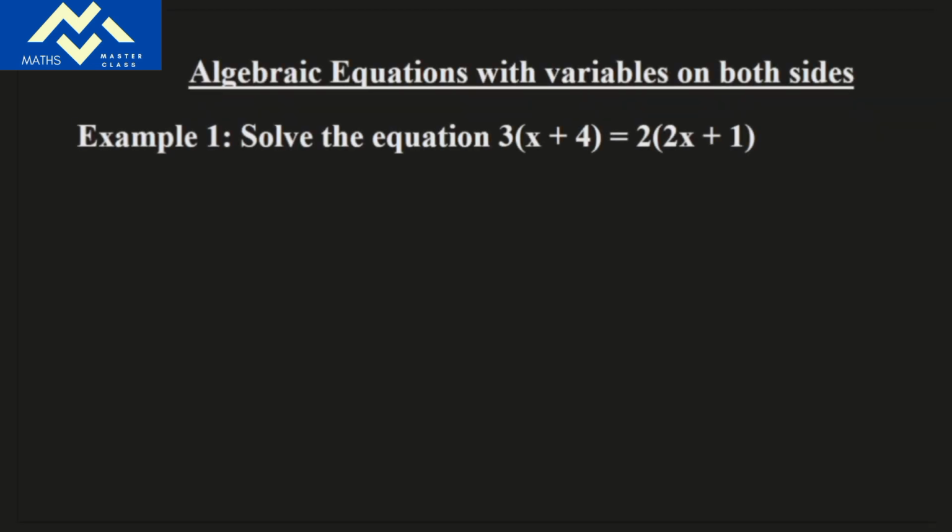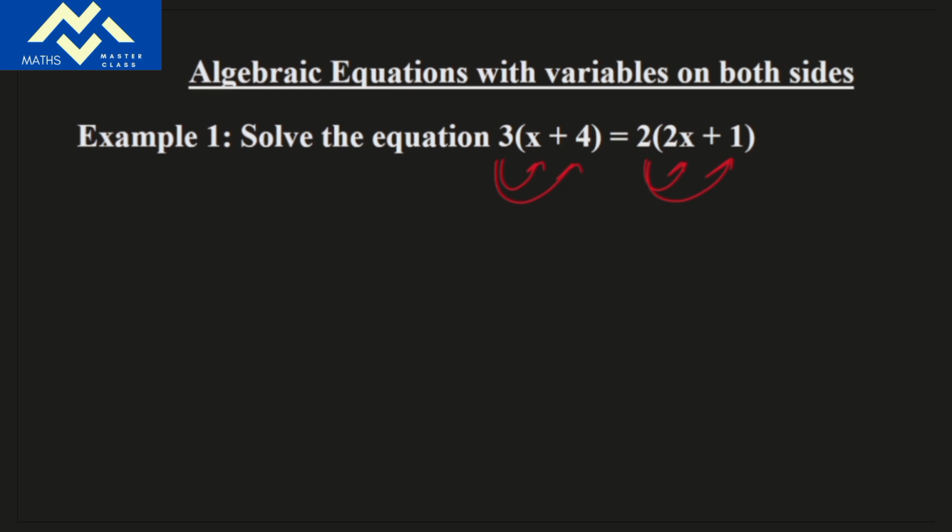Example 1. Solve the equation 3(x + 4) = 2(2x + 1). In this example, we are aiming to find the value of x that will make both sides of the equation balanced. In other words, both sides must have the same value. First, we clear the brackets. We use 3 to multiply each term in the bracket, and on the right-hand side, 2 multiplies each term in the bracket.